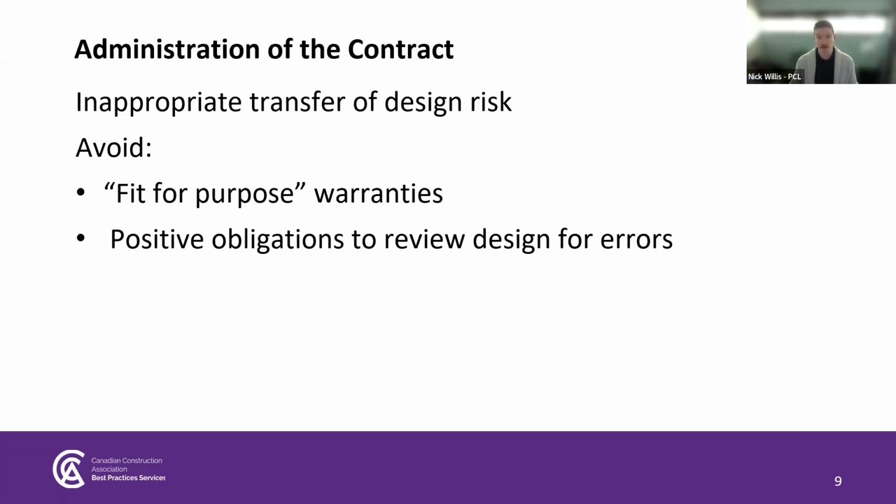So the following are some examples of concepts to look out for. First, requirements that the work be fit for purpose or fit for intended use. This is inappropriate in bid build contracts because the contractor is not in a position to determine what the designer of the project intended. Responsibility for ensuring that the project meets design intent should remain the responsibility of the designer.